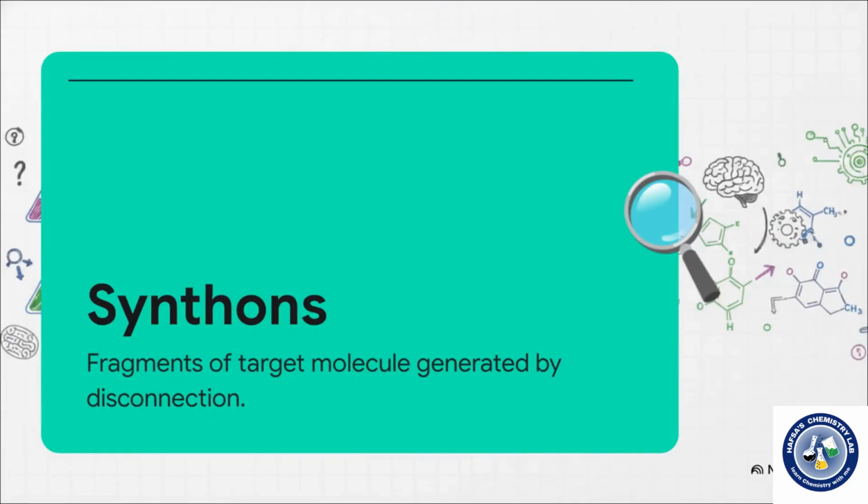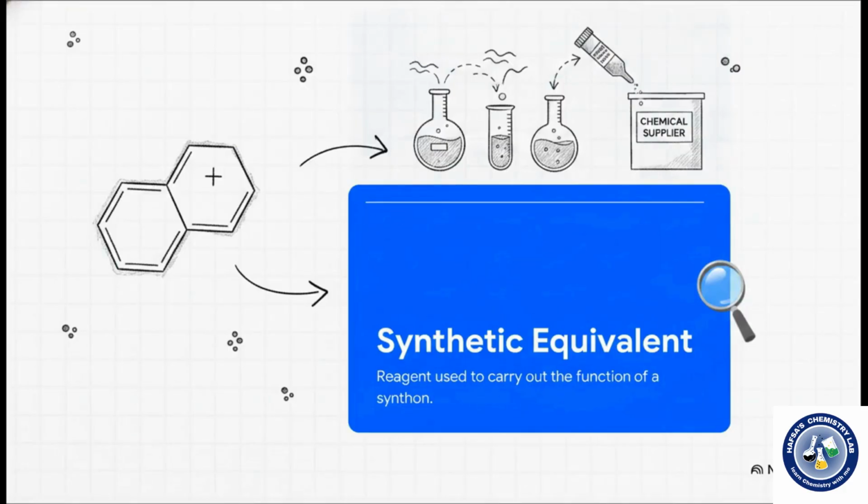Now, when you actually perform a disconnection and conceptually break a bond, you're left with fragments called synthons. These are basically the core building blocks of your synthesis. However, here's the catch. These fragments are usually unstable ionic species. That means they carry a positive or negative charge. Sure, they exist on paper, but there's no way you could just walk into a lab and pick up a bottle of synthons. Because those synthons are so unstable, chemists have to identify their synthetic equivalents.